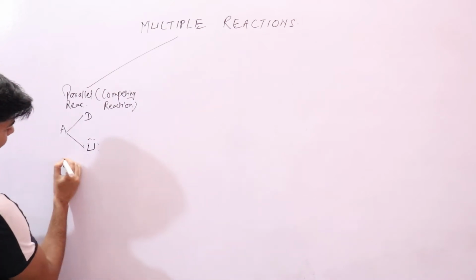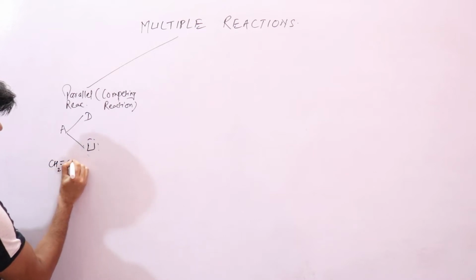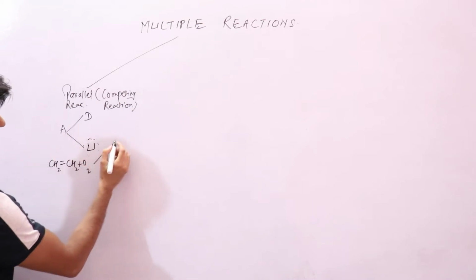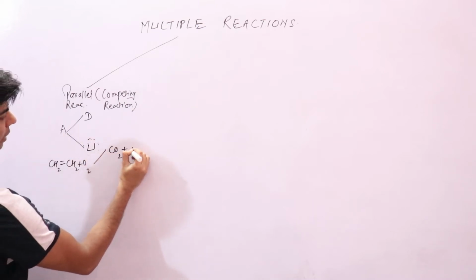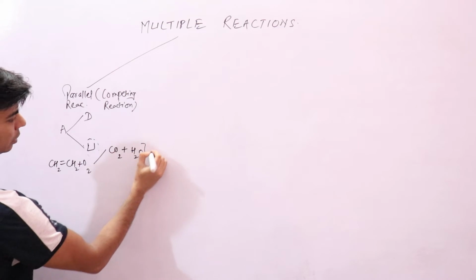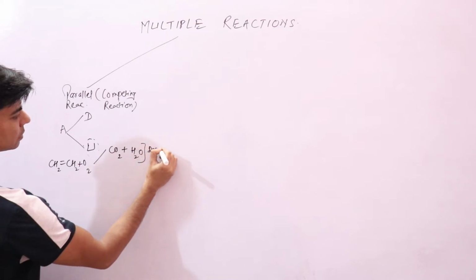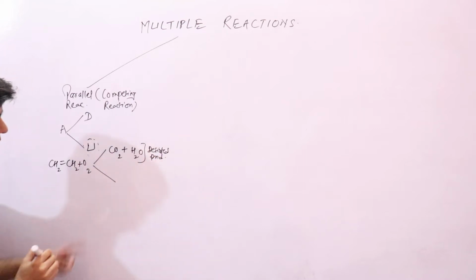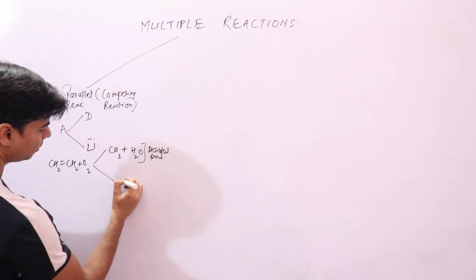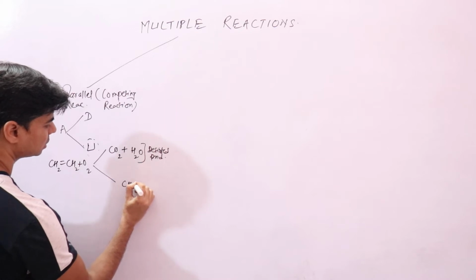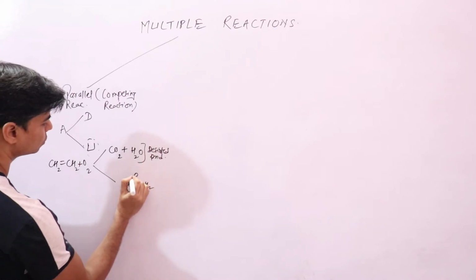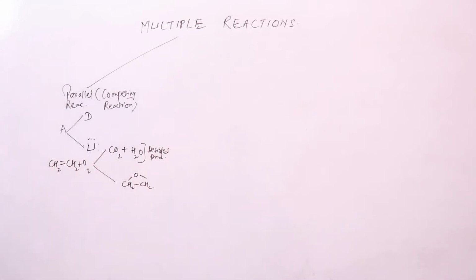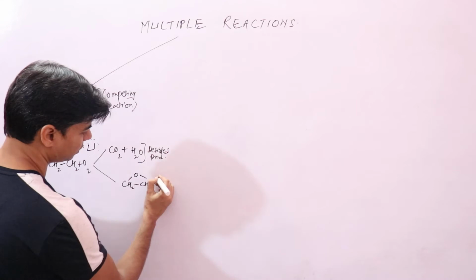So you have ethylene. Through one reaction, the oxidation of ethylene forms carbon dioxide and water. These are your desired products. Through another reaction, it forms CH2-CH2 with an oxygen bridge, ethylene oxide. Ethylene oxide is your undesired product.